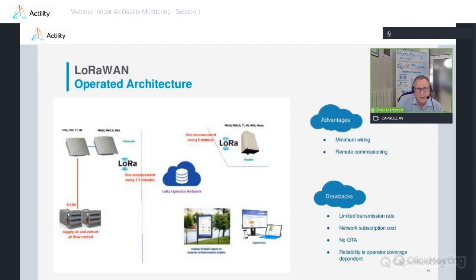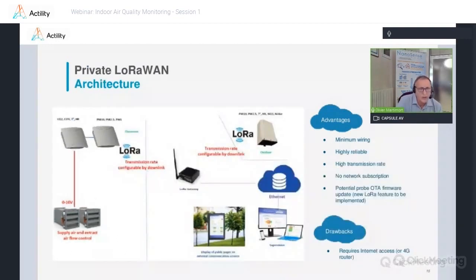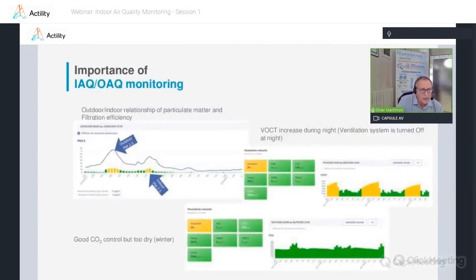The drawback here is that we don't have any OTA because we have very few downlinks. So update of firmware is impossible, which is not the case of the next architecture here, where we use a private LoRaWAN network, where we are allowed to increase the speed of the transmission and also benefit from the OTA, which is brand new now in the LoRa Alliance. The only drawback is that it requires an internet access or a 4G router, which is not always easy to get.